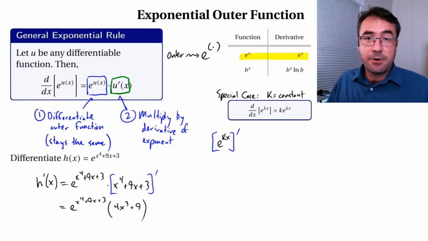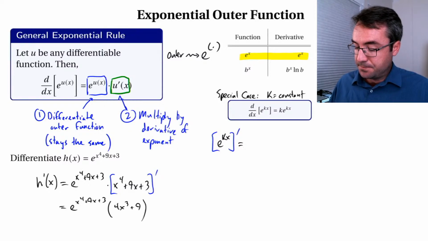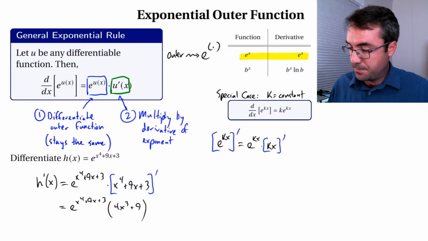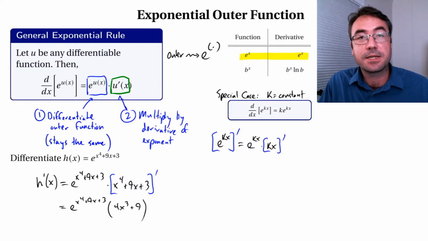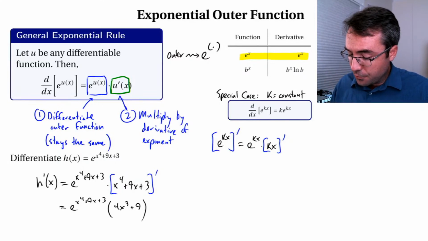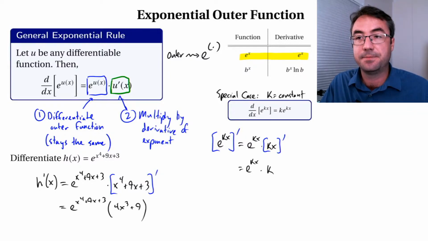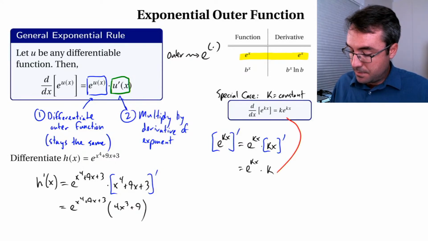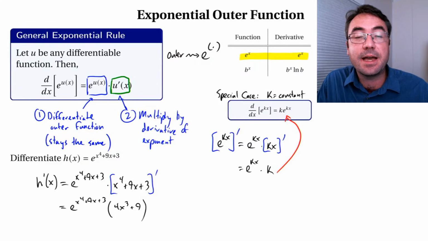The outer function is exponential. So we keep the exponential part exactly the same. And then we take the term in the exponent, and we multiply by its derivative. So the kx is our exponent term. We multiply by the derivative of kx. And the derivative of kx, k is just a constant, so the derivative of that is just k. And that's exactly what we're seeing up here. The derivative of e to the kx is just k times e to the kx.